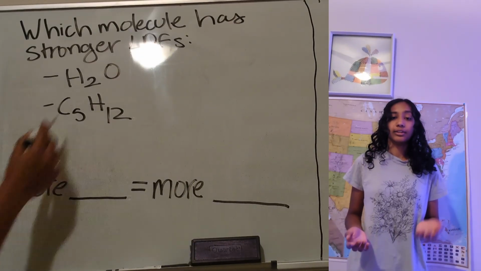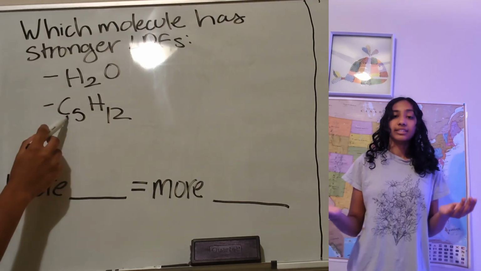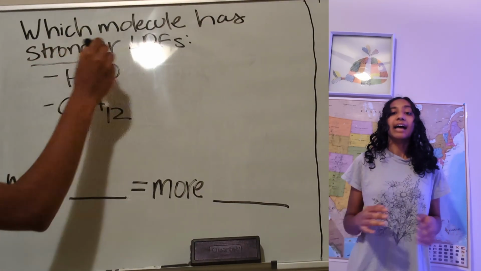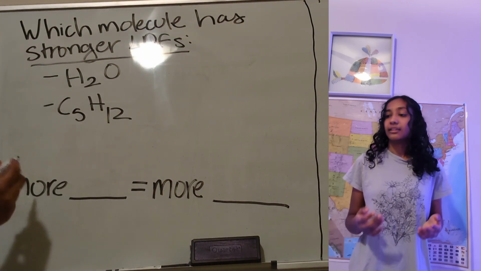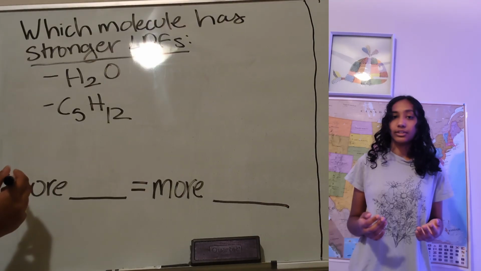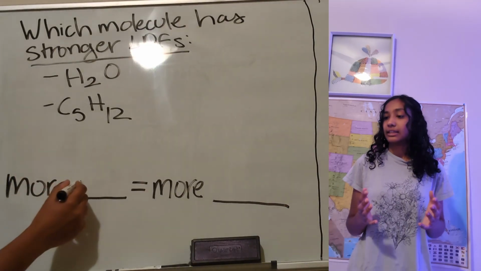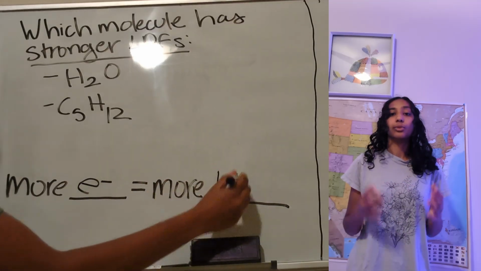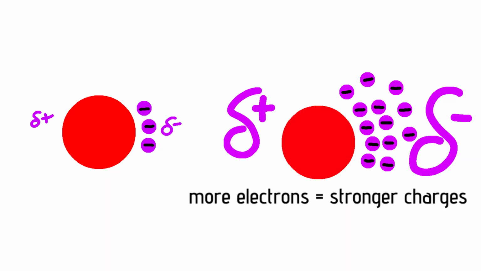However, molecules with a larger electron cloud will have greater London dispersion forces than molecules with a smaller electron cloud. Let's look at an example. This problem asks us whether H2O, aka water, or C5H12, aka pentane, has stronger London dispersion forces. Let's think about it. If London dispersion forces are caused by the random movement of electrons, then a molecule with more electrons will have stronger dispersion forces. This is because the more electrons there are, the stronger the temporary dipole will be, since the negative charge will be greater on one side of the atom if more electrons go there.